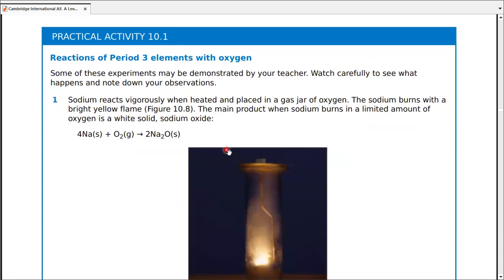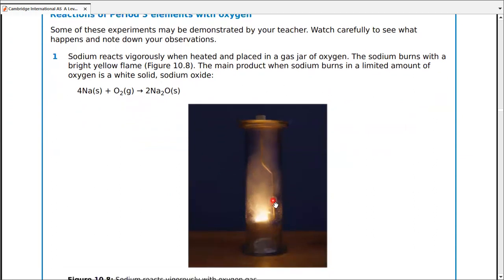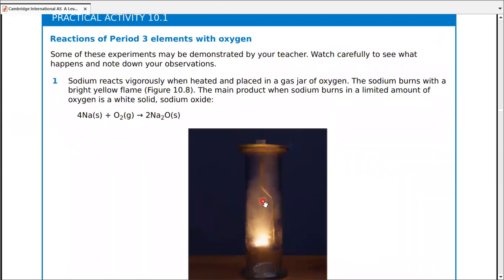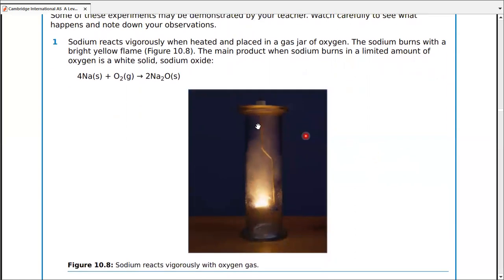Now, when sodium reacts with oxygen, it reacts vigorously. Sodium is a very reactive metal, and when heated and placed in a jar of oxygen, the sodium burns with a bright yellow flame. The flame color of sodium has been a part of IGCSE, so we're going to do the same over here. The main product when sodium burns in a limited amount of oxygen is white solid sodium oxide that we stick to because sodium can make different oxides. Sodium peroxide is also possible.